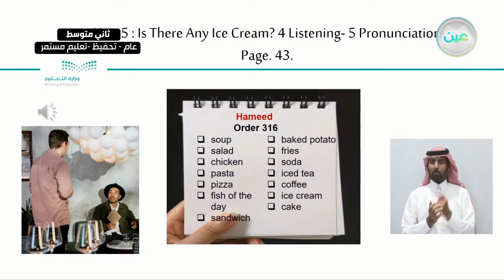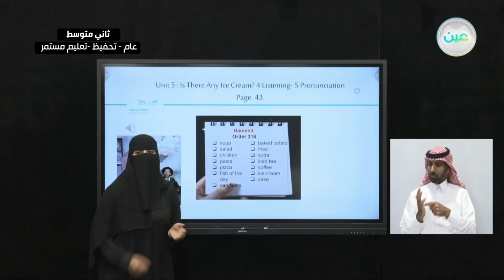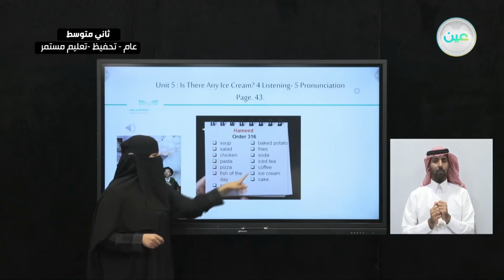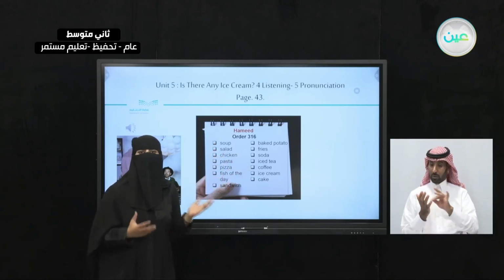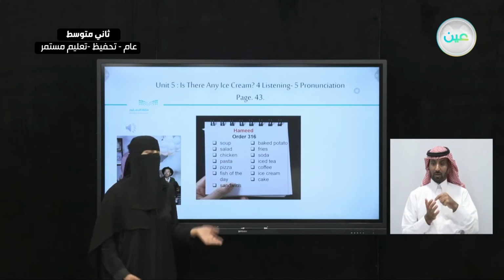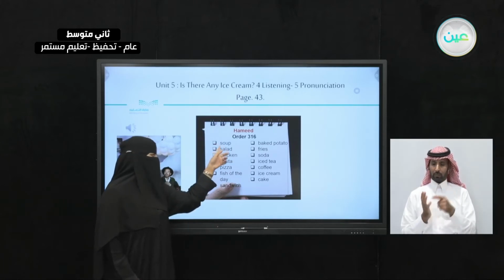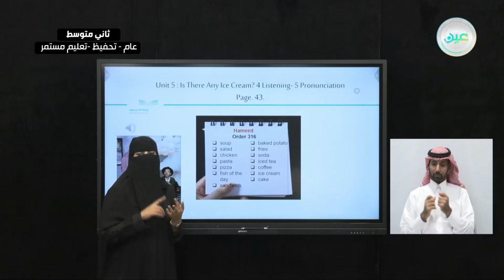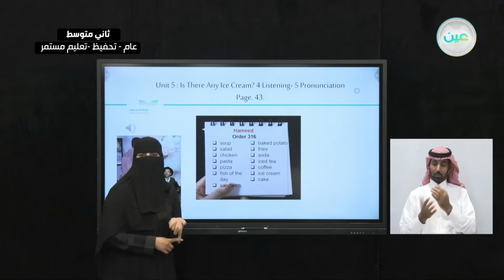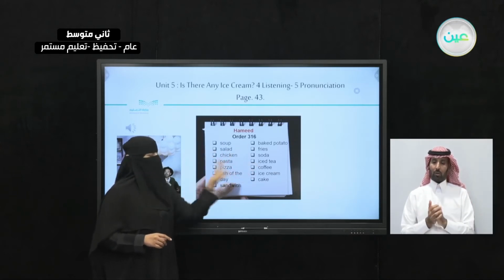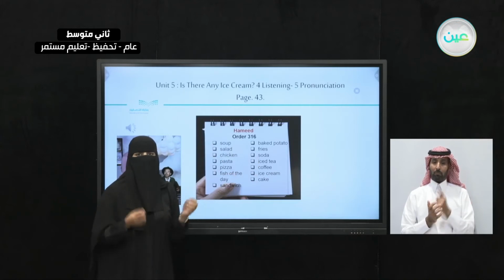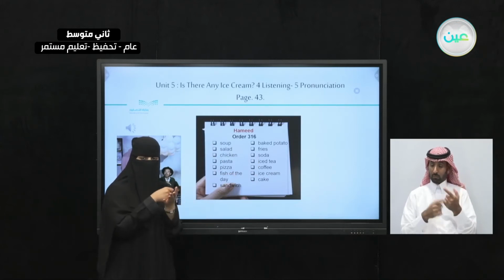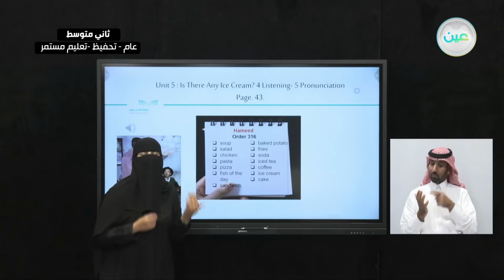So I want you to check the notes in the hand of the waiter. Now these are all options of things that already exist on the menu. Check, here we have soup, salad, chicken, pasta, and here we have cake, coffee. You can see appetizers, main courses, beverages, desserts, all in this paper, right? Now, what is the waiter going to do? He's going to put a check next to the things that Hamid ordered.